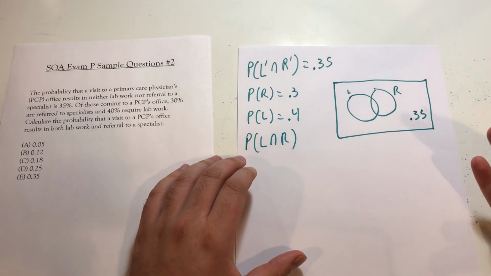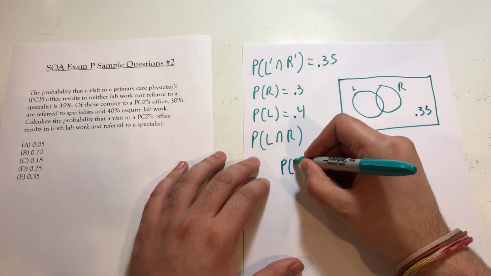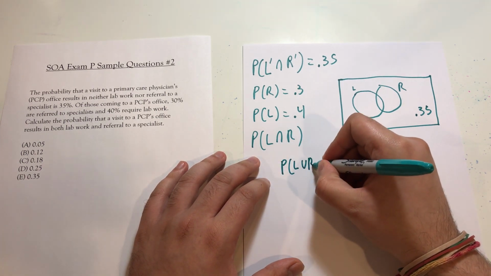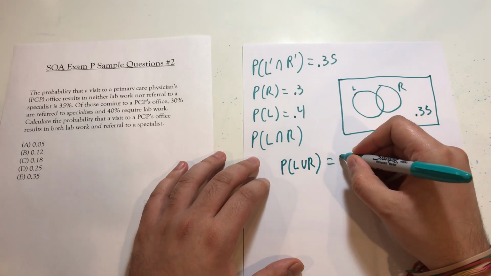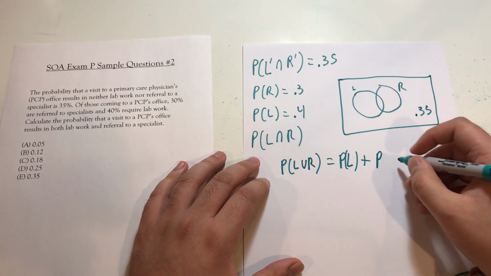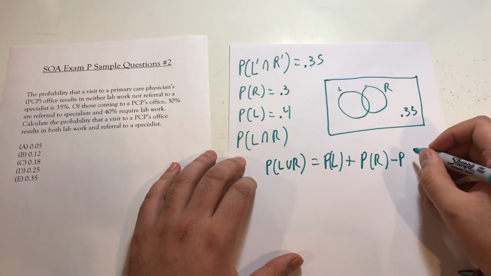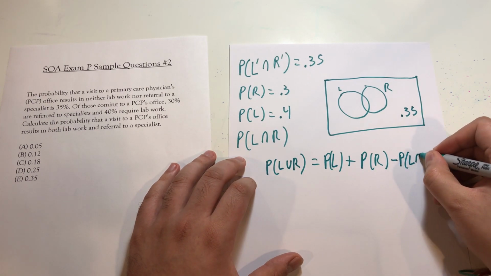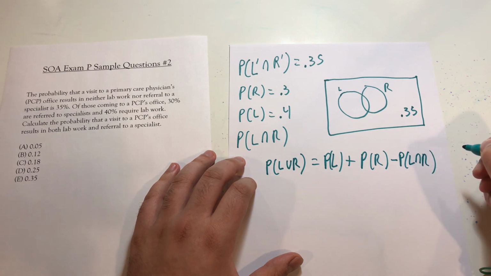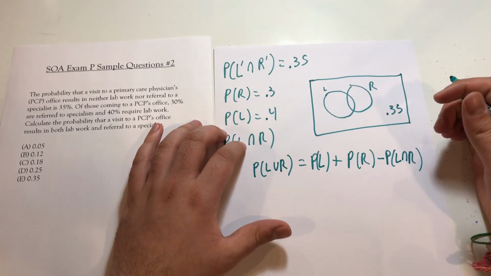So you should be familiar with this particular formula. The probability of L union R is equal to the probability of L plus the probability of R minus the probability of L intersection R. Okay, very basic formula. This eventually will become second nature, just ingrained in your mind.